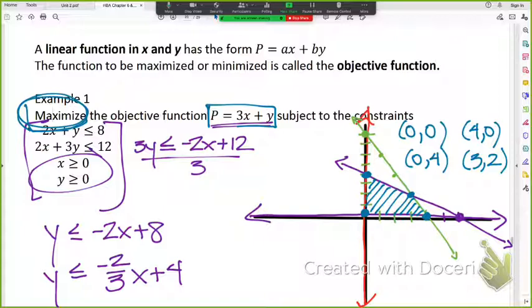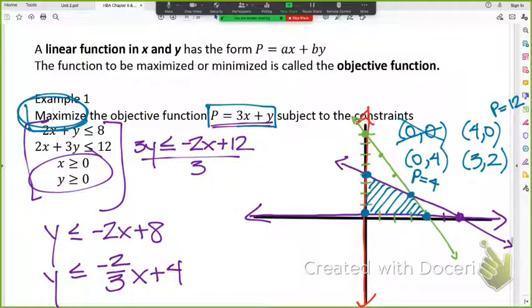Obviously, not 0, 0. Right? We include that as part of it because it's a corner point, but it's not going to be that one. If I plug in 4, 0, I get out a profit of 12. If I plug in 0, 4, I get out a profit of 4.